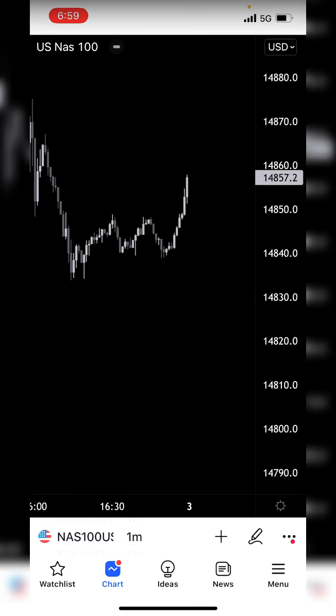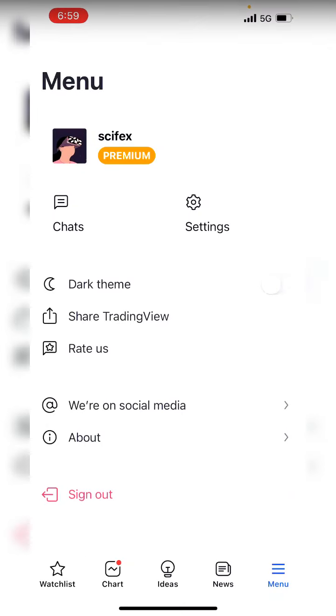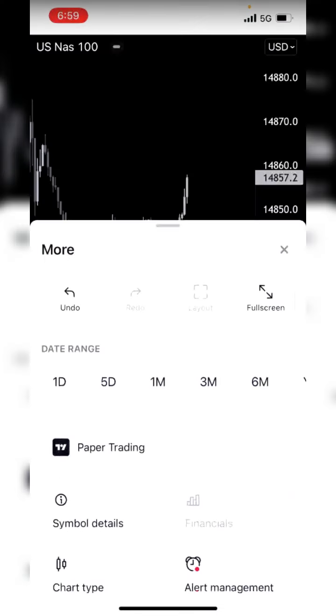I don't know how to clear my chart. The chart is all messy. It's like lines everywhere.